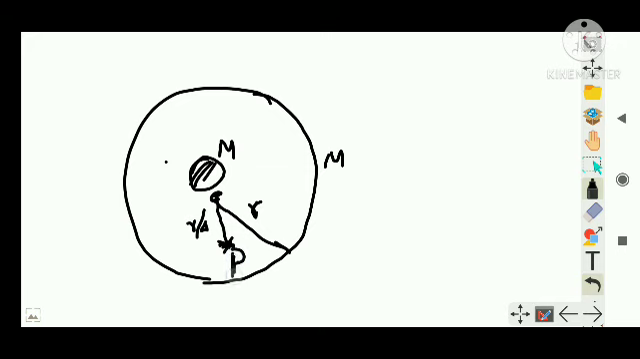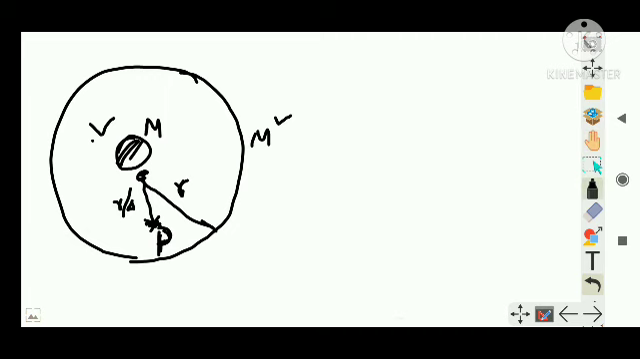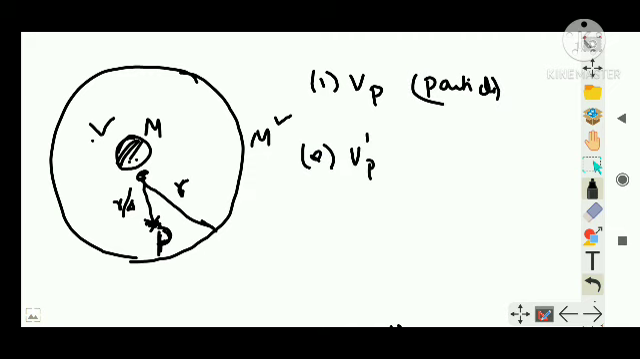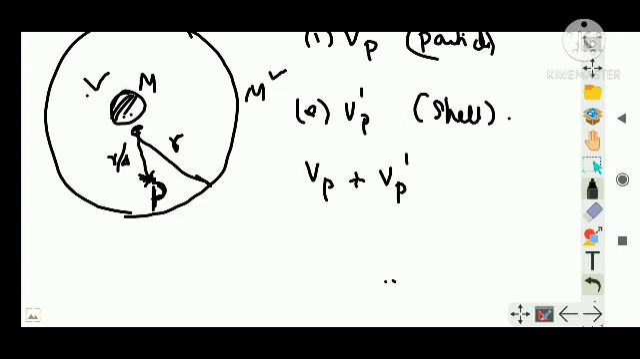So the point P will be experiencing potential due to this mass as well as this mass, right? First, let's say potential at P due to the particle is Vp, and potential at P due to the shell I am writing as V dash P. So the net potential at P will be potential due to the particle plus potential due to the shell. This much clear?